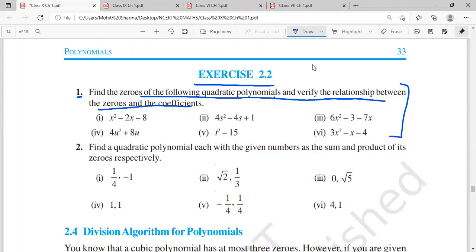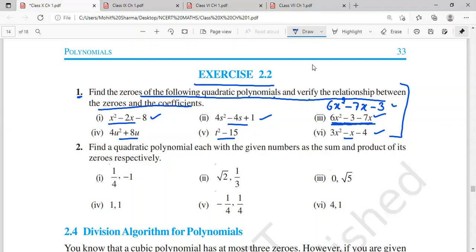तो आपके पास यहाँ पे quadratic polynomials हैं, इनके पहले फैक्टर्स बनाओ, जीरोस फाइंड आउट करो और उसके बाद जो रिलेशनशिप है वो वेरीफाई करो. Is it clear? Yes, sir. तो जीरोस फाइंड आउट करने हैं तो फैक्टराइज करने होंगे इनको. अब यहाँ पे जो ये थर्ड पार्ट है 6x squared minus 3x minus 7x, you will rewrite it as 6x squared minus 7x minus 3.